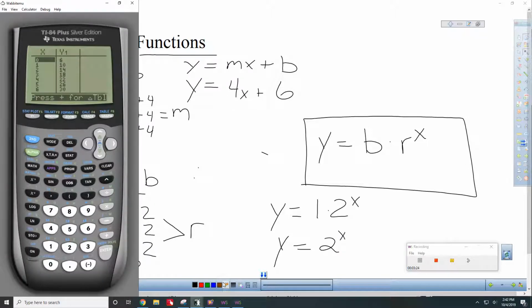Let's pop it in. Y equals, clear, 2. You're going to be using this to the power, which is a hat, 2 to the x. Let's look at the table. 1, 2, 4, 8, 16, 32, 64. As I said, this thing grows really fast.